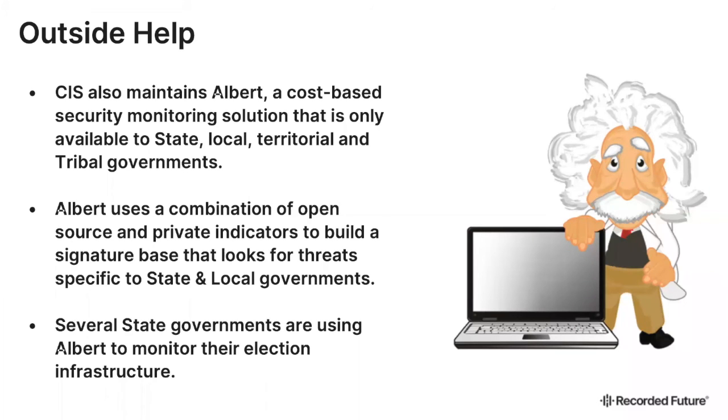They're getting a lot of state and local government specific indicators being fed to them from CIS, and that's detected a number of attacks. Similarly, Albert is a cost-based security monitoring solution, kind of like an IDS, that's only available to state, local, territorial, and tribal governments. It uses a combination of open source and private indicators to build a signature database that looks for threats specific to state and local governments. So several state and local governments are using Albert to monitor their election infrastructure, and that monitoring has actually caught a number of attacks and been able to alert CIS, which has helped step in and stop the attacks before they could do bad. So we are seeing a change in how state and local governments and national governments are working together. And that's been a big help in improving the security here.